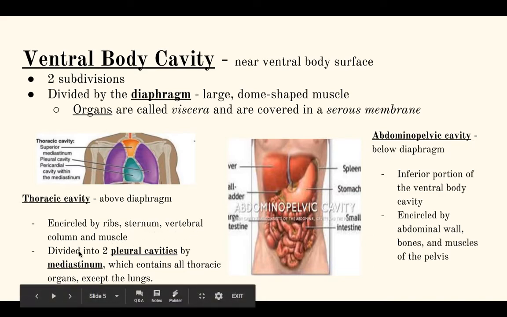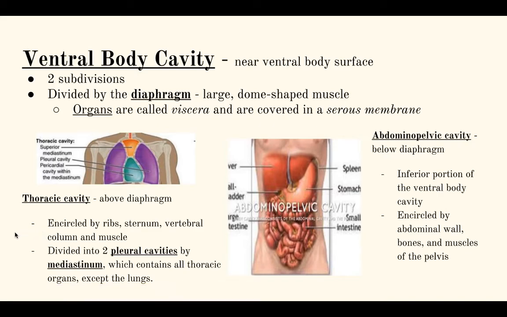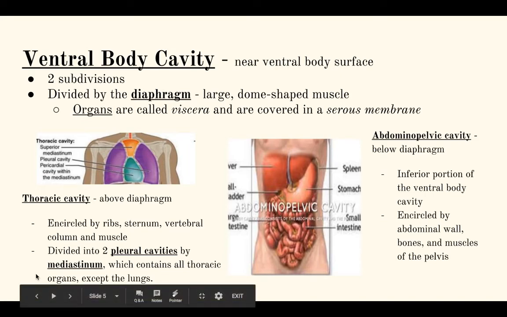And it's divided into 2 pleural cavities by the mediastinum. Later on in these notes, we'll break down what those 2 things are. And the thoracic cavity contains all thoracic organs except for the lungs, which are in the pleural cavities; the mediastinum contains all thoracic organs except for the lungs.